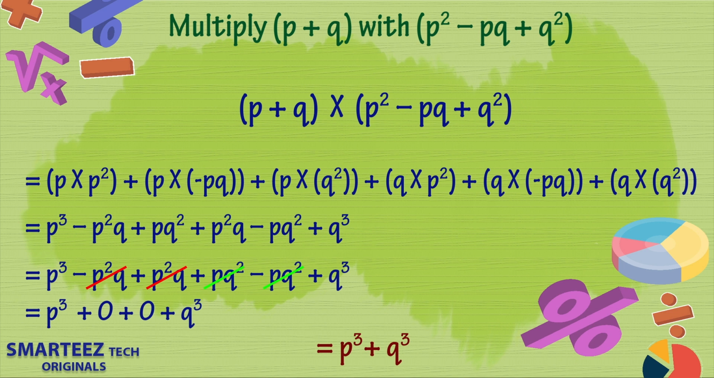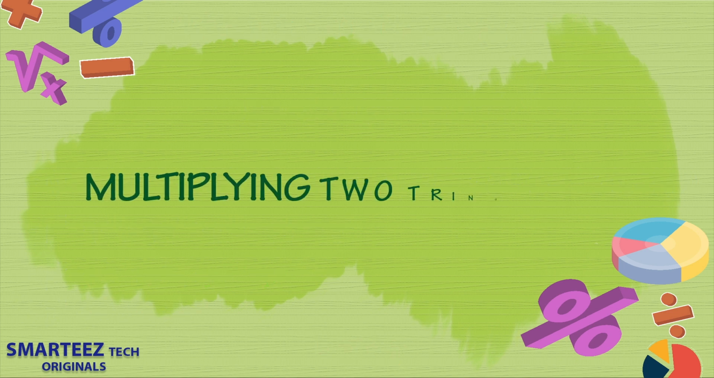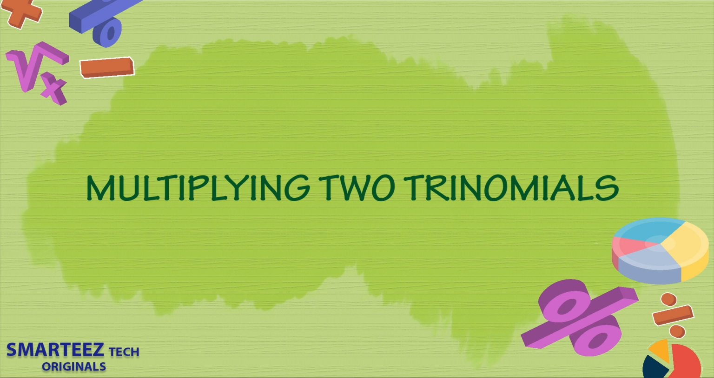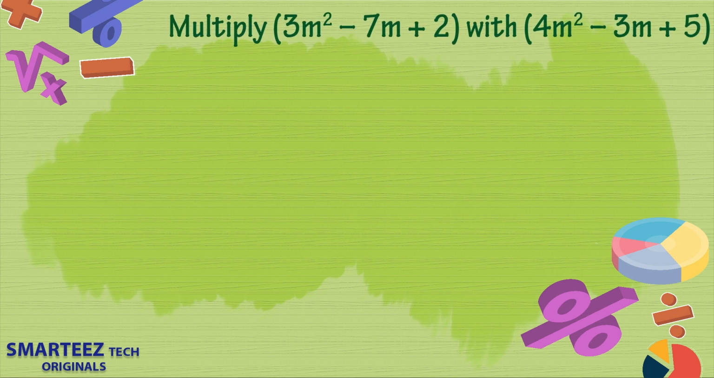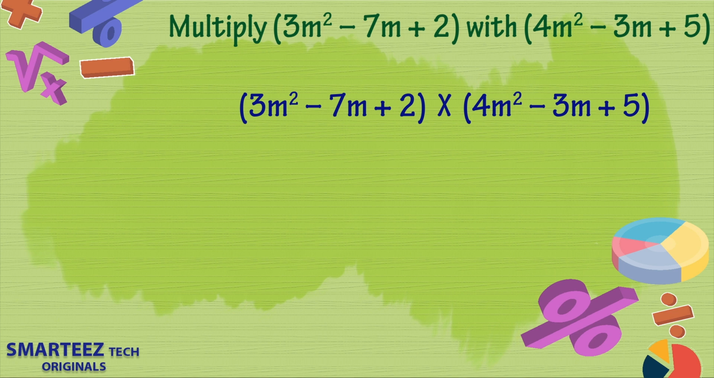Let's extend this multiplication technique to multiply two trinomials. Multiplying two trinomials. Let's take an example of two trinomials and find their product. Multiply 3m squared minus 7m plus 2 with 4m squared minus 3m plus 5. Again, let's show how each of the terms of the trinomial is multiplied with all the other terms of the trinomials using arrows. Pay attention to the arrows. Since each trinomial has three terms, there are 9 arrows.